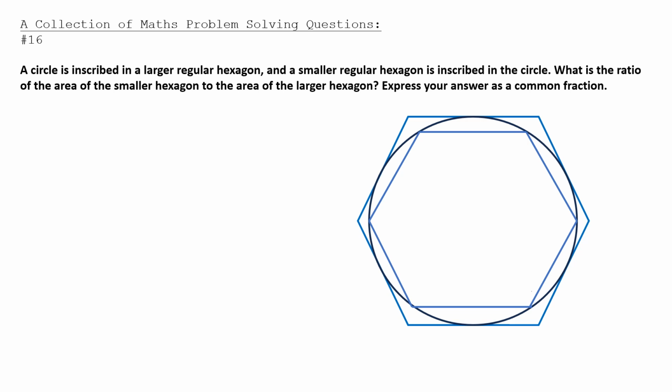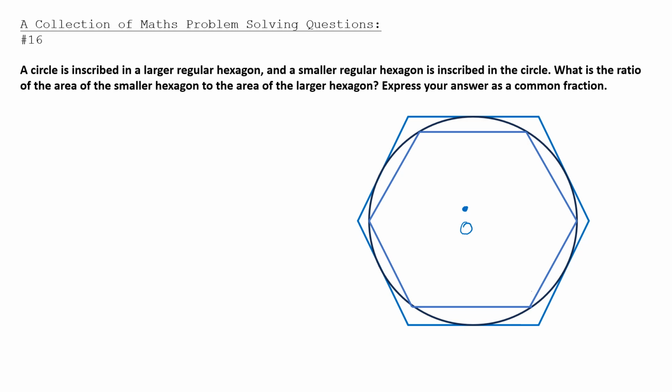To do this question, first I will mark the center of the circle. So I will assume that this point O is the center of the circle. Now this point is also the center of the smaller hexagon and also the center of the larger hexagon.